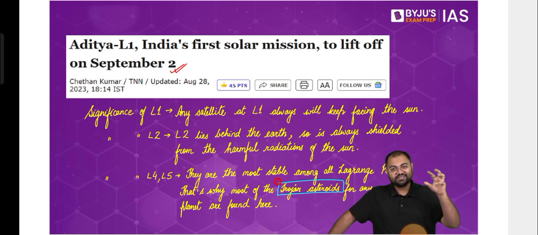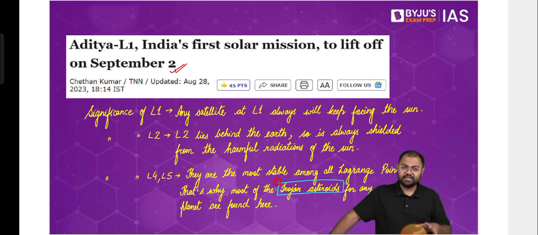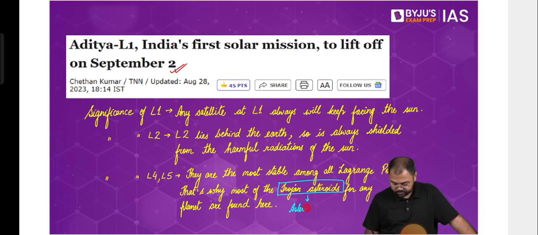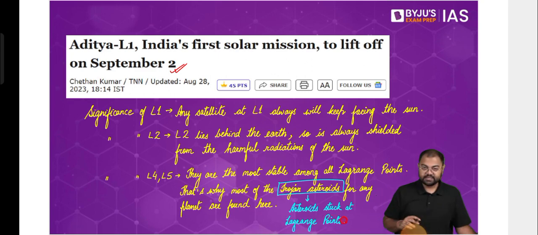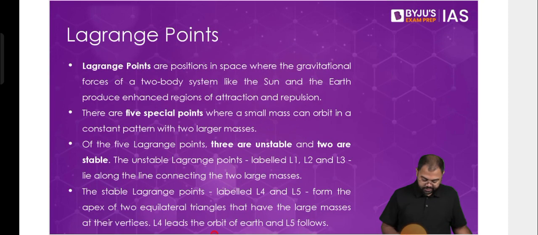So because L4 and L5 are very stable points, once somebody gets stuck, they can remain stuck there for a very long time. So that's why L4 and L5 have significance from that perspective, that these are the most stable points. That's why we see that Trojan asteroids are actually found there. So these are asteroids stuck at Lagrange points. All right, these are called Trojan asteroids. So that is what we see about these Lagrange points.